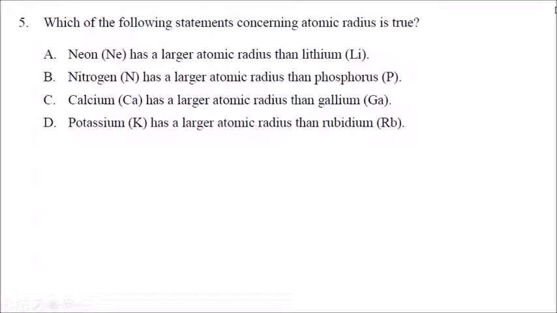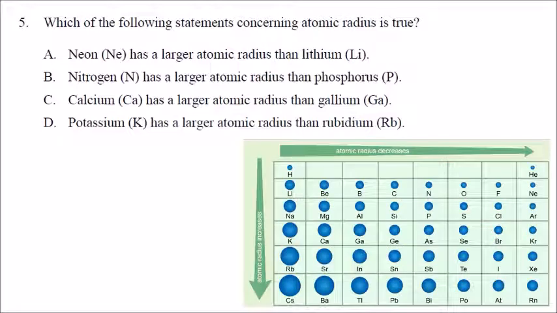Question 5 deals with atomic radius. Let's take a look at the general trends in atomic radius on the periodic table. From left to right across a period, atomic radius decreases. And from top to bottom down a group, atomic radius increases. Our first choice says that neon should be larger than lithium. Now both lithium and neon are located in the same period, but lithium should in fact be larger than neon. So choice A is incorrect.